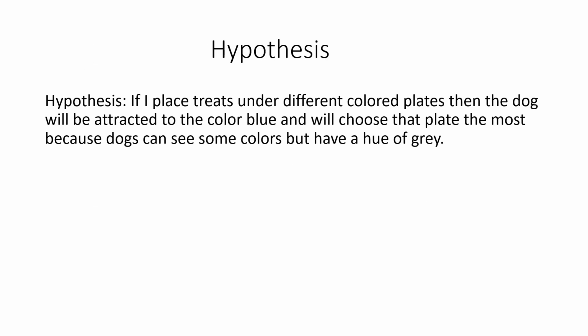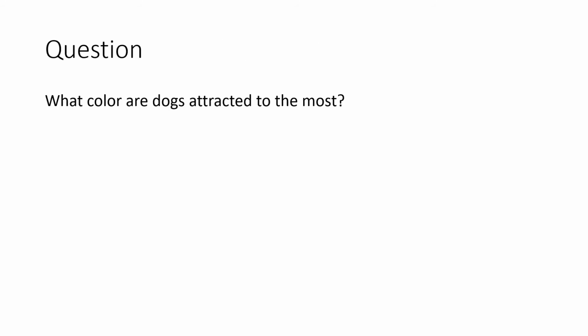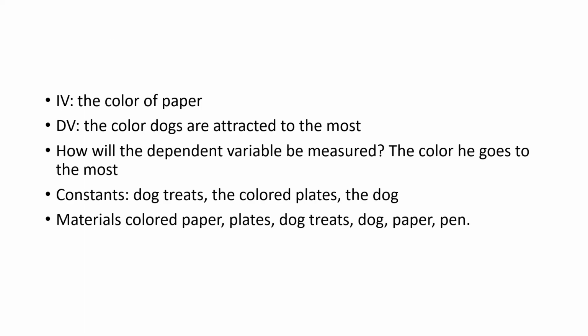If I place treats under different colored plates, then the dog will be attracted to the color blue and will choose that plate the most, because dogs can see some colors but have a hue of gray. My question is, what color are dogs attracted to the most? My independent variable is the color of paper. My dependent variable is the color dogs are attracted to the most.